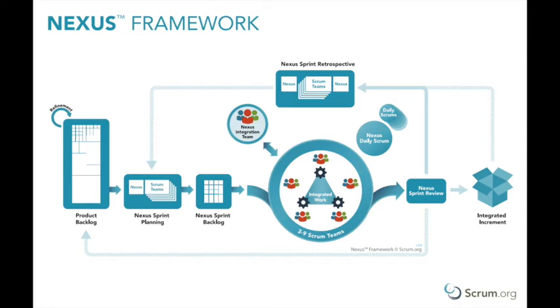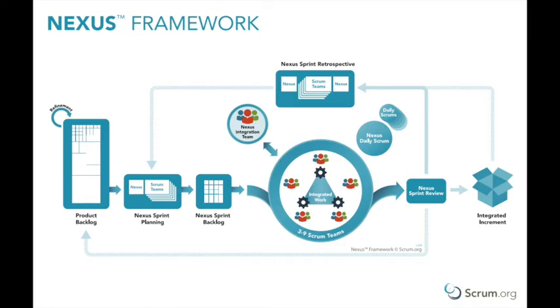Nexus sprint goal. The Nexus sprint goal is an objective set for the sprint. It is the sum of all the work and sprint goals of the Scrum teams within the Nexus. The Nexus should demonstrate the functionality that it has developed to achieve the Nexus sprint goal at the Nexus sprint review in order to receive stakeholder feedback.